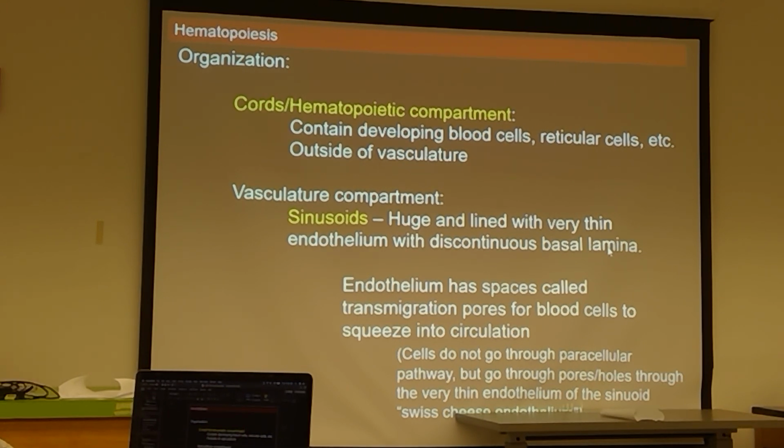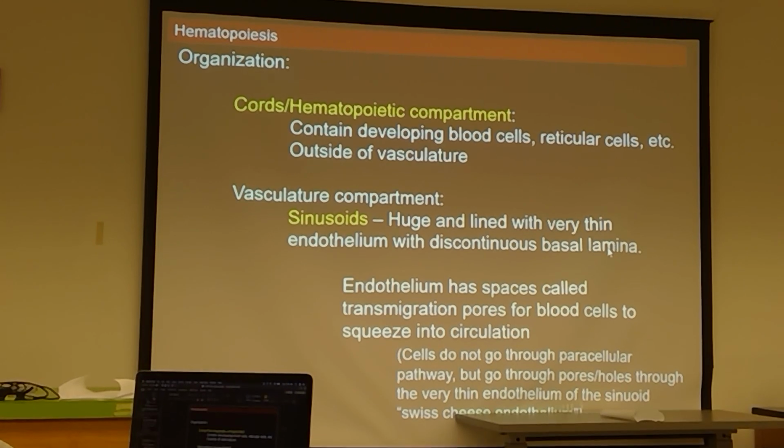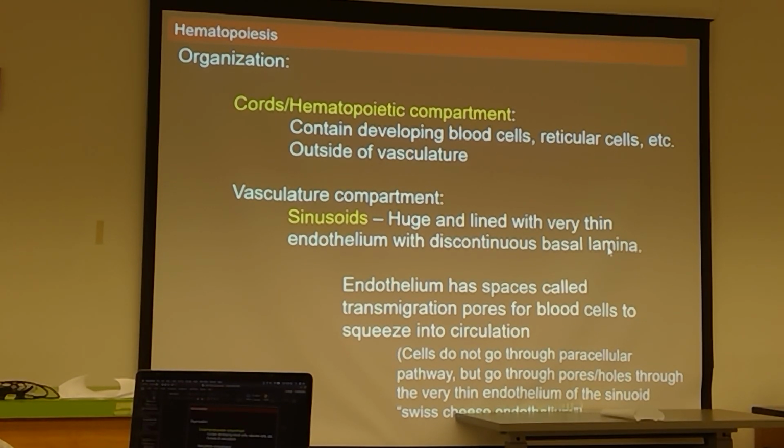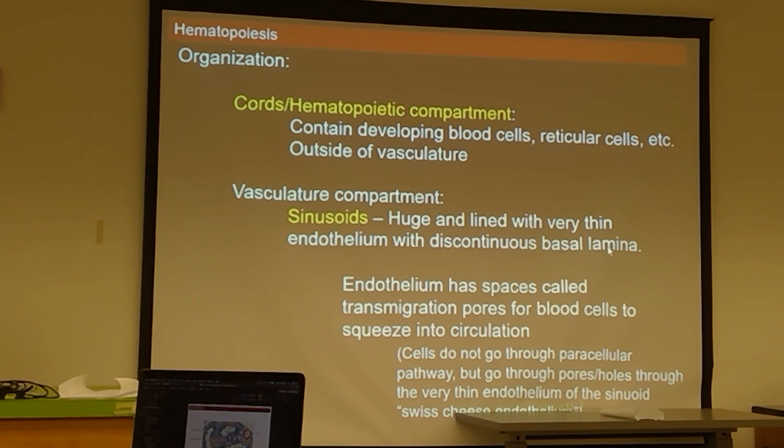So that's how we're getting the new blood cells that we're making in the bone marrow into circulation. They will pass through holes in the endothelium, get into that special capillary called a sinusoid, which will eventually take that blood to the veins of the body, get those cells into circulation for us.